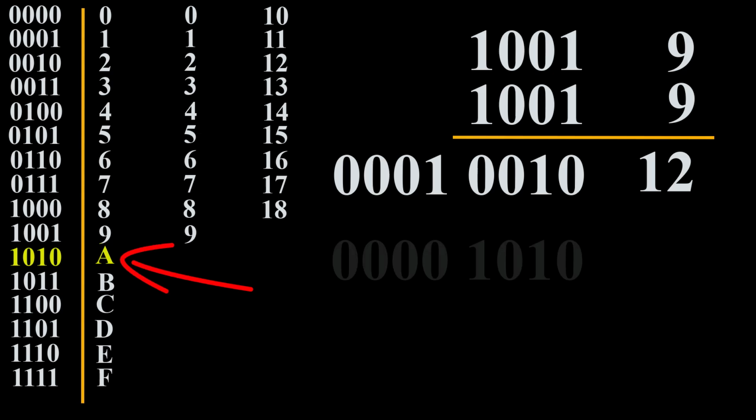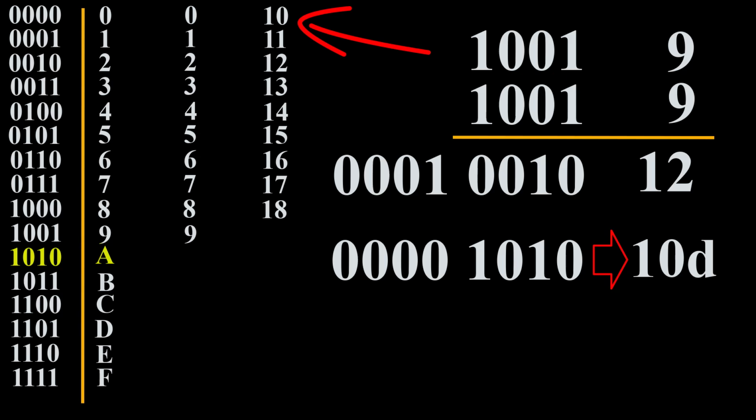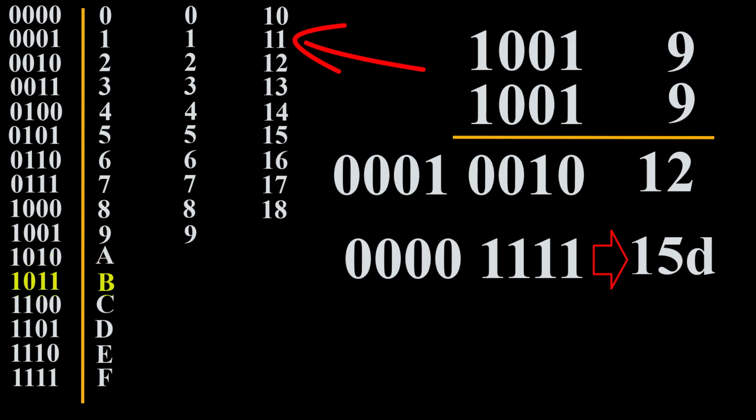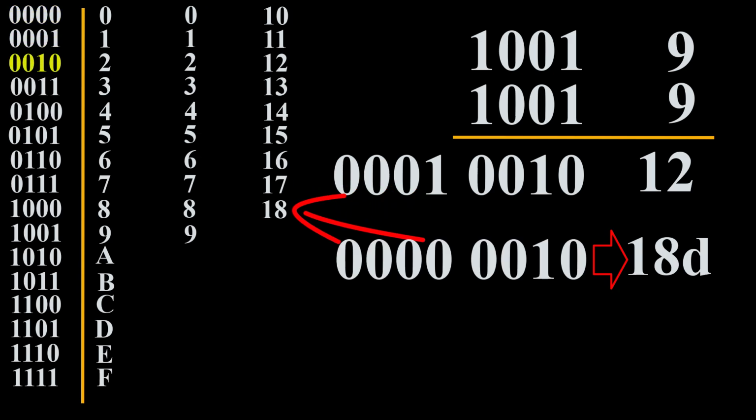And at this point, when the nibble was 1010, the result was actually 10 in decimal. So 1011, it was 11, and so forth. 1111 was 15, 0000 was 16 until it finishes up at 0010, which is actually 18.